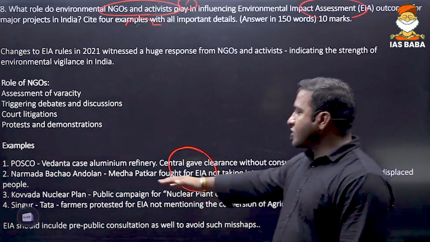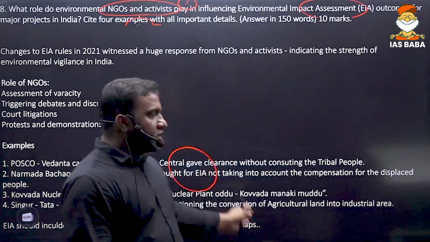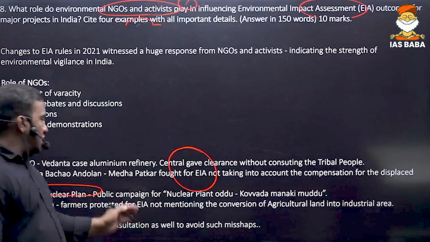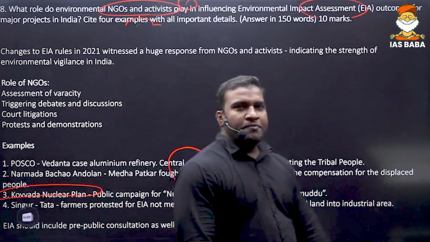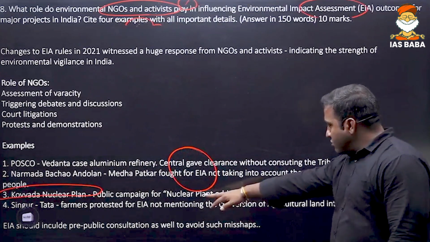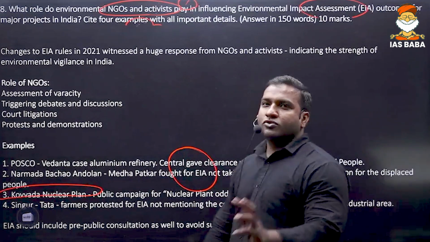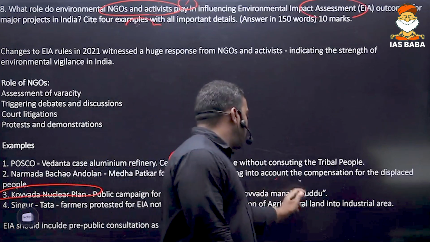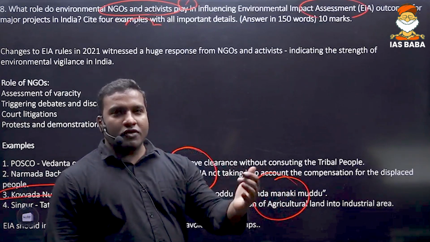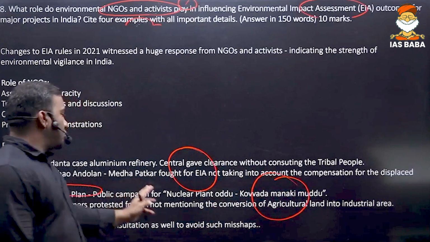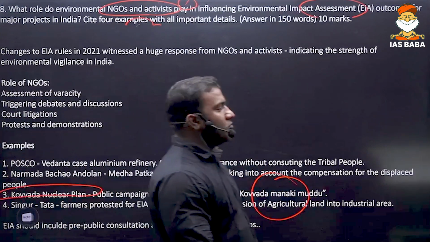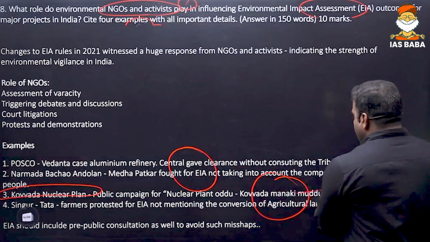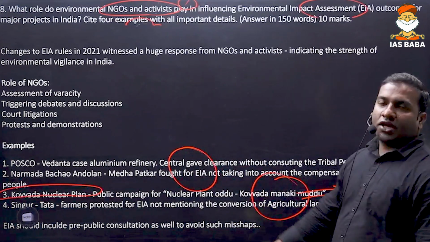Then Kovvada nuclear power plant. So friends, Kovvada, in Andhra Pradesh, I guess, so the Kovvada nuclear plant was about to come in coastal Andhra, and say people said, nuclear plant oddu, Kovvada manaku muddu. So that means in Telugu it is, we don't want the nuclear plant, we love Kovvada. So Kovvada, we love Kovvada. The place where the nuclear plant was about to be set up. So again here, the environment impact assessment, say, didn't mention the true hazards that a nuclear plant can bring to the local area. So again, they protested.